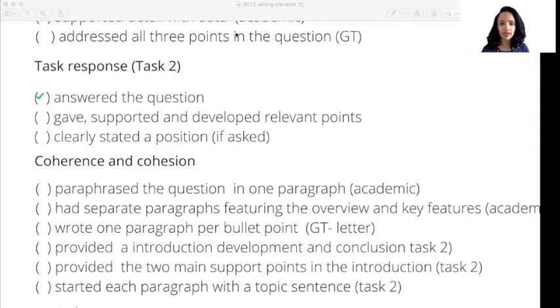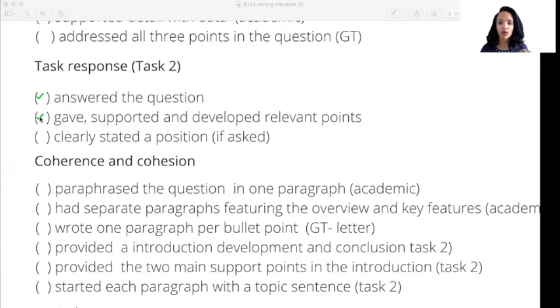Next criterion is, did this person give, support, and develop relevant points? What do I mean by that? Well, if you are supposed to give your opinion, or if you have a point about something, you are supposed to present that point in the introduction and then paraphrase that point and develop it with supporting arguments in the development paragraph. And you are supposed to do this with the other point you have as well.